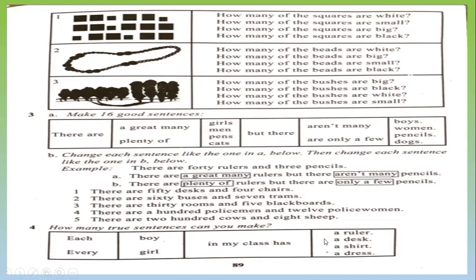Each boy in my class has a ruler. Each boy in my class has a desk. Just like this, with boy all these, and then with every boy all these, then each girl. Then it will make, I think, again the 16. You can make 16 good sentences. Okay, this is for your practice only. These exercises are to understand the use of quantifiers.